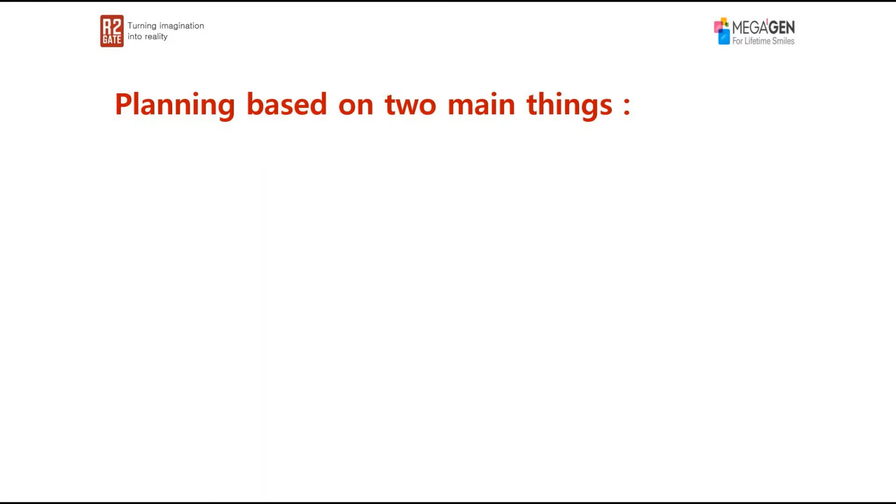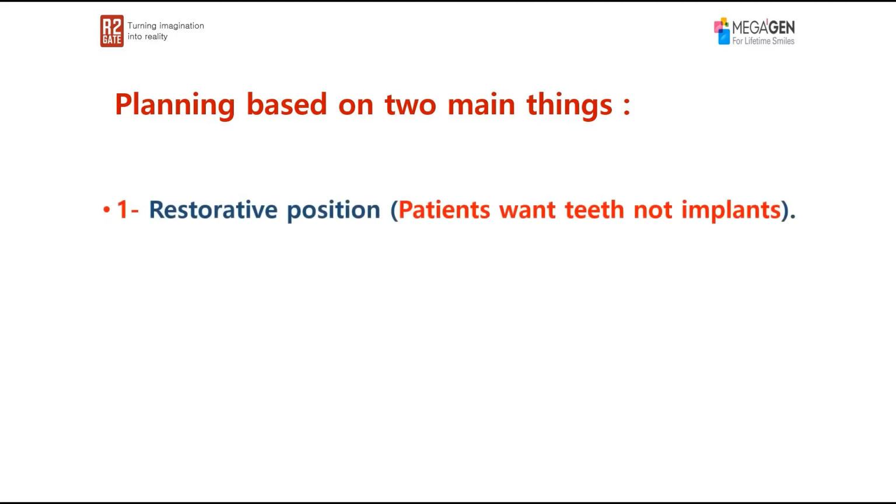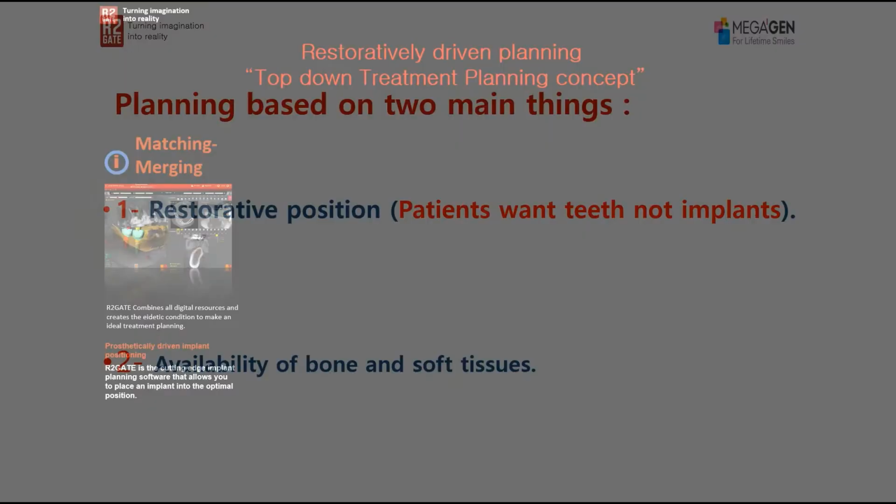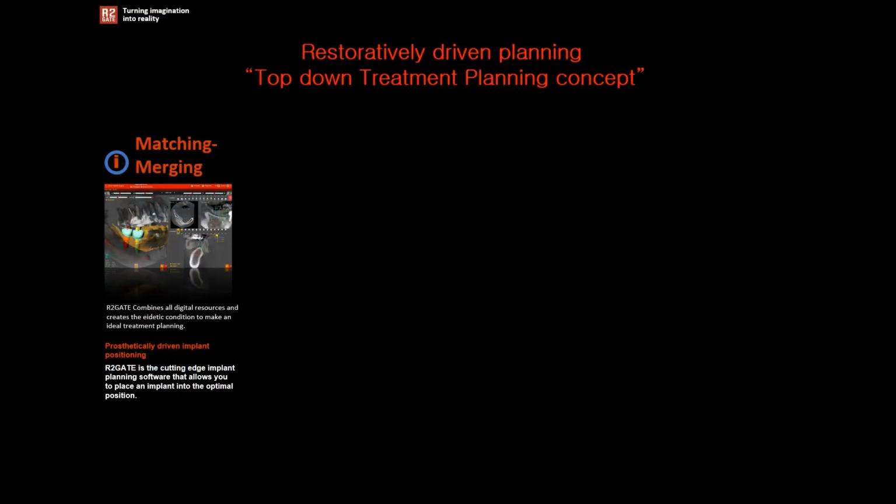After we do that, we start to do our treatment planning, and our treatment planning is based on 2 main things. Number 1 is the restorative position, because remember, patients want teeth and not implants. Number 2 will be the availability of bone and soft tissues as well. This is usually the workflow that we do in R2GATE. What we do is what we call the top-down treatment planning concept. So number 1, we go for the merging.